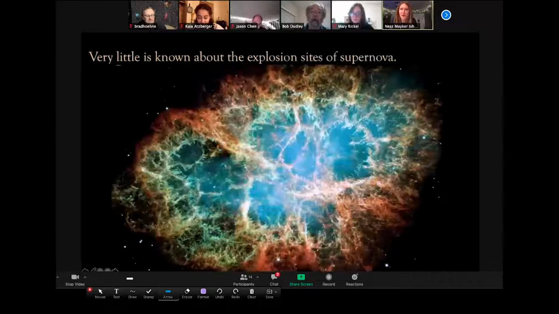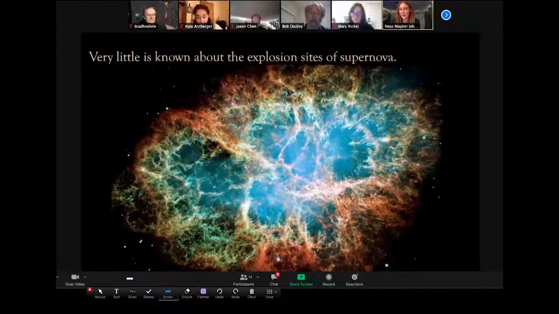Okay, so the focus of my research has been to learn about the explosion sites of supernovae. So this is a supernova remnant. It's a supernova that occurred a while back, and we get to see it, the gas sort of spreading out and influencing the environment around it. So we know that older supernovae do have interactions with their environment.